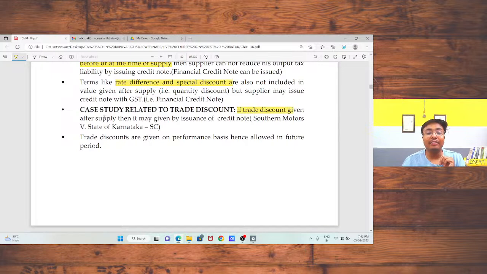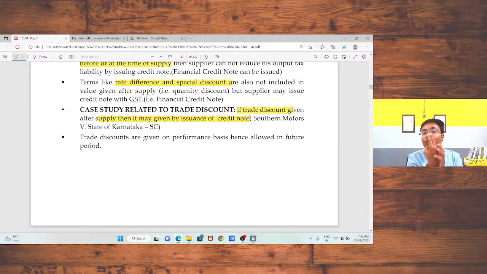If trade discount is given after supply, then it may be given by issuance of credit note. Here the Supreme Court has given this decision. That means if there is any trade discount, sir, what do you mean by trade discount? Buy two get one free, buy three get two free. The term is already decided at the time of supply.